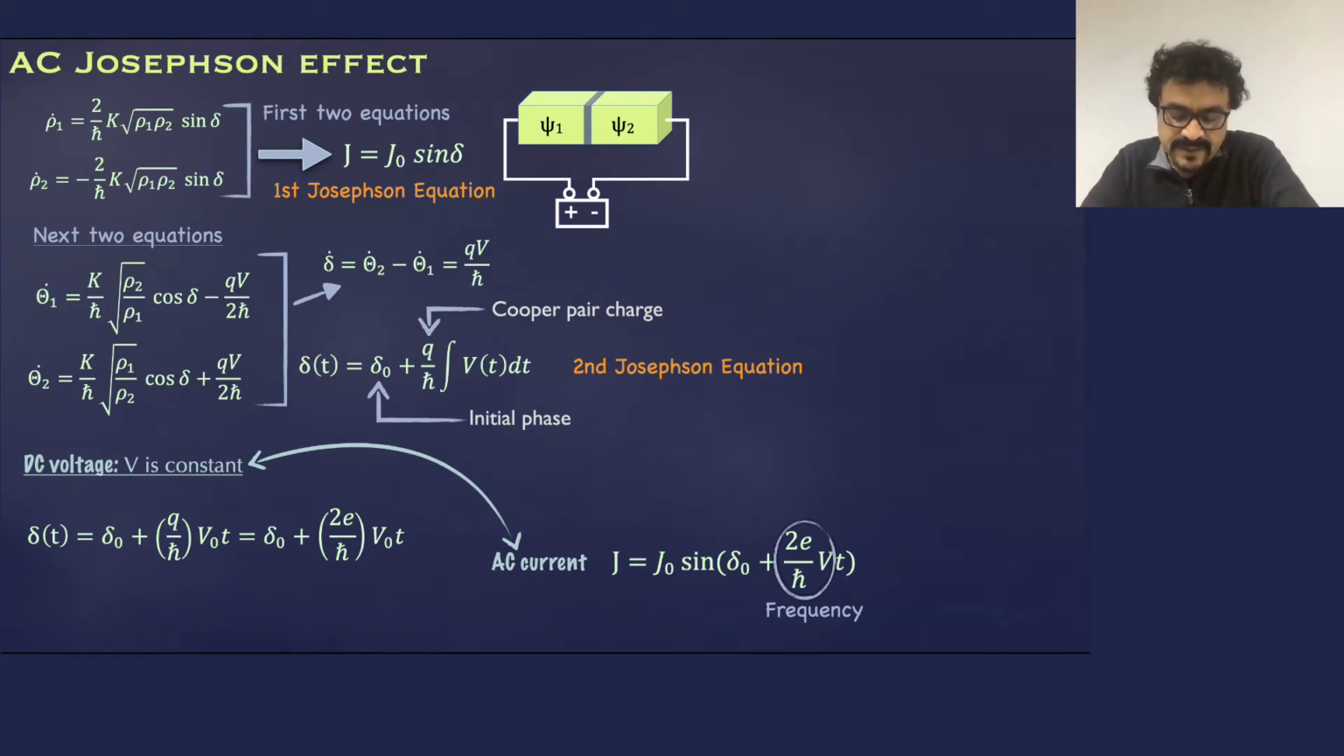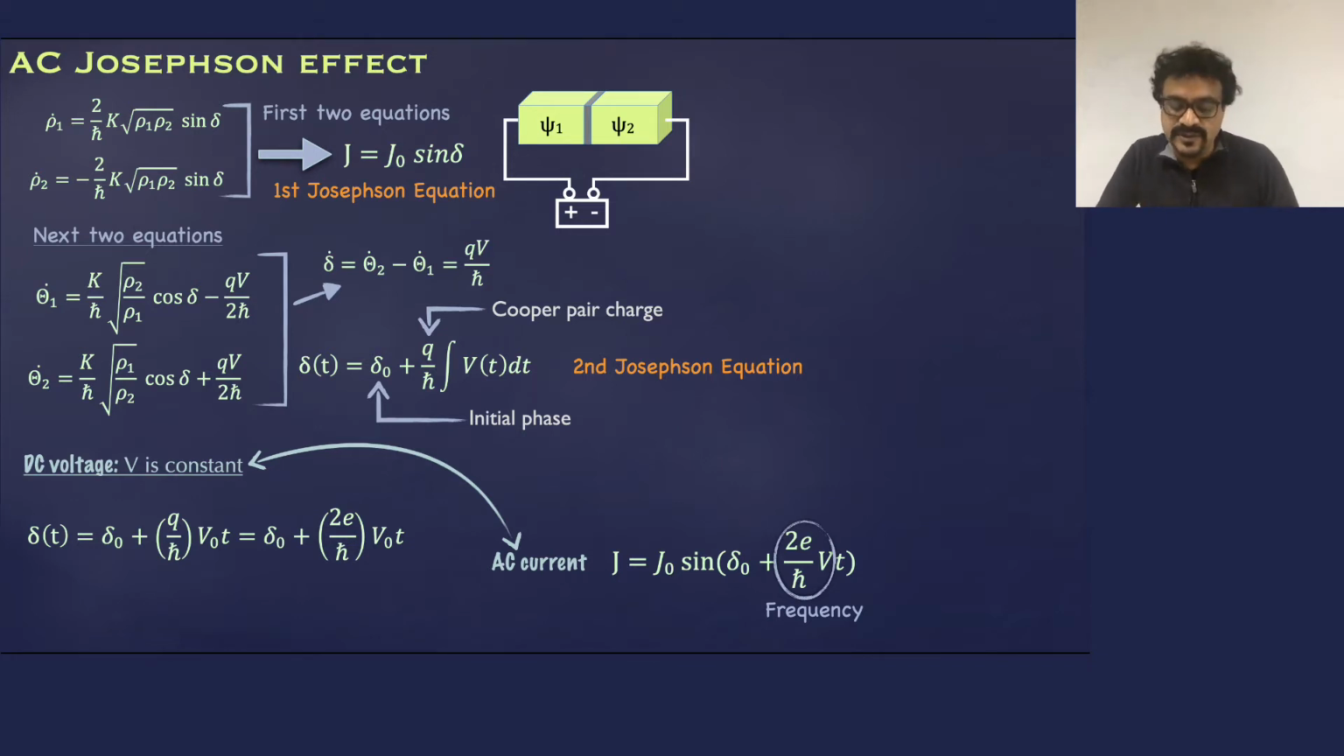So the rate of change of the phase difference, the δ dot, is θ2 dot minus θ1 dot, that is the difference of these two terms, which is going to give you qV by ħ, where V is the applied voltage. So what we are seeing here is that the rate of change of the phase difference is what is going to decide the Josephson current here. It is a function of the applied voltage.